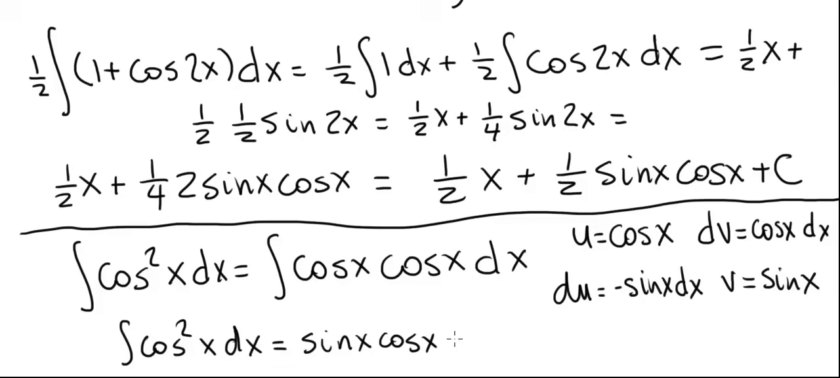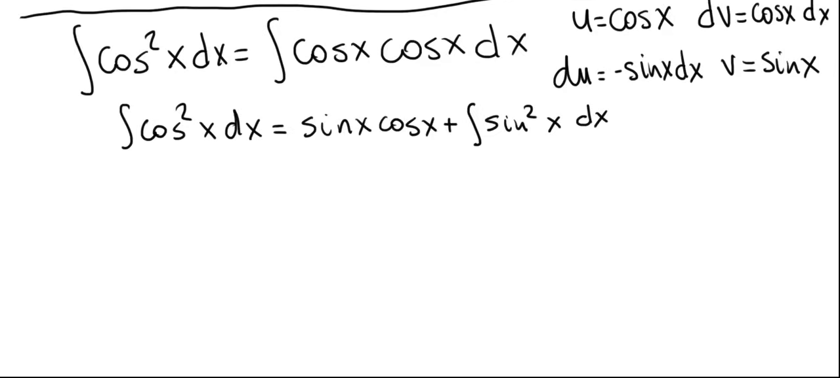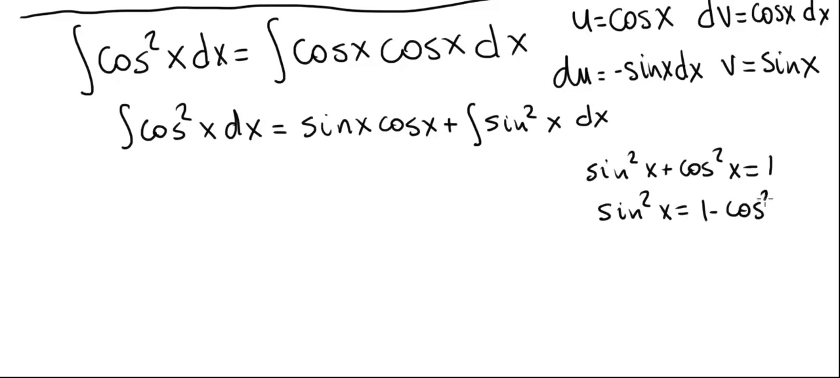But notice that du has a minus in it, so this will be plus the integral of sine x times sine x, which is sine squared x. Now the integral on the right should be easier than the integral on the left, if we're using integration by parts correctly. It doesn't look that way, but we can use the trig identity sine squared x plus cosine squared x equals 1 to express sine squared x as 1 minus cosine squared x.